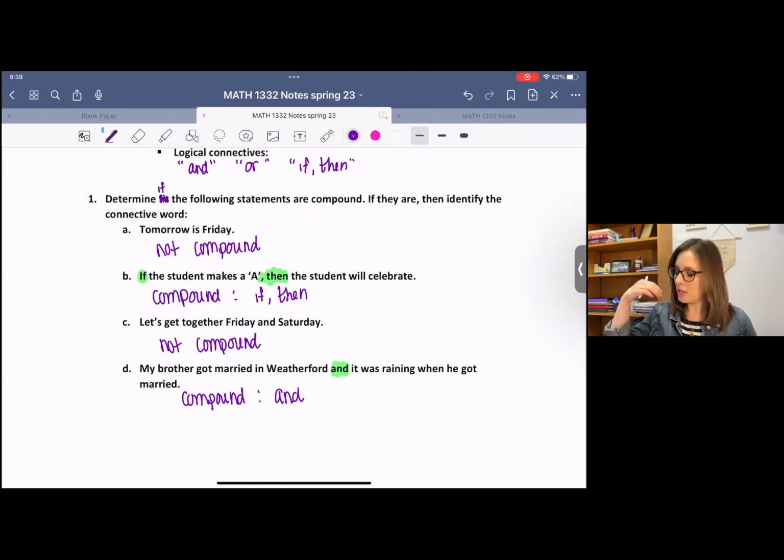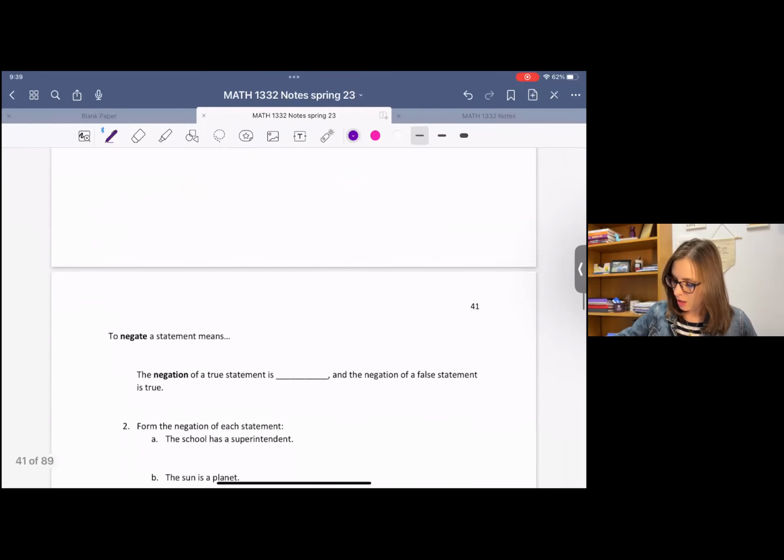I don't have it in these notes, but there are two words that you might come across: premise and conclusion. The premise is like the first part of the sentence, and the conclusion is like the second part if there's a compound statement. But moving on.